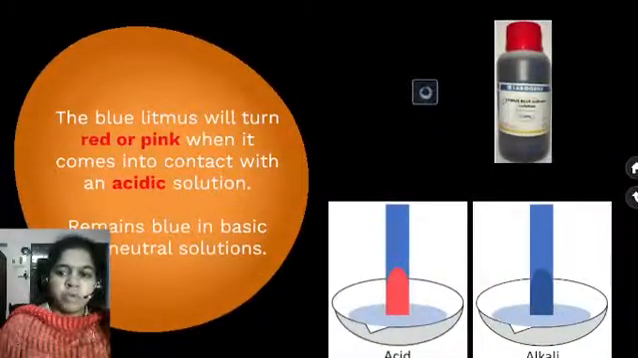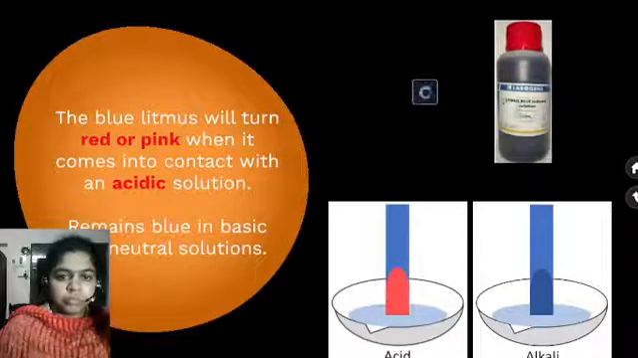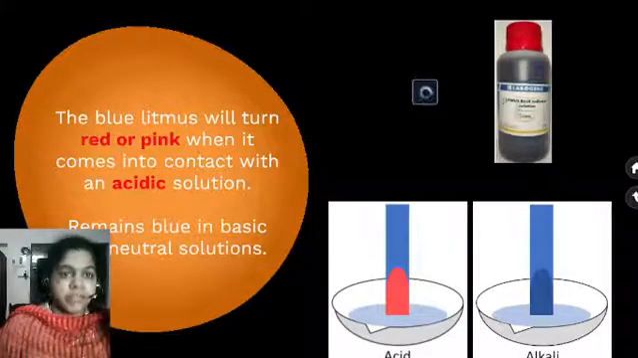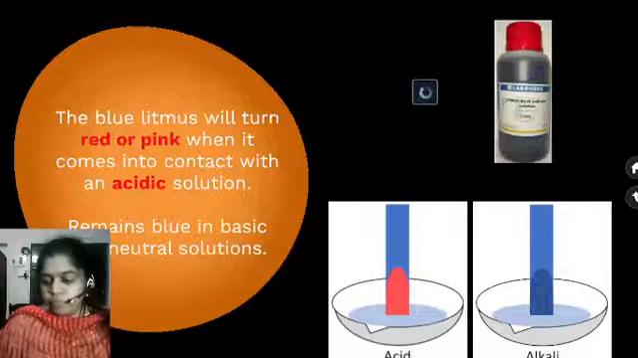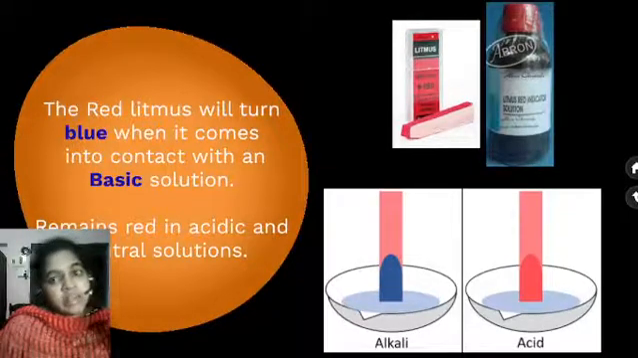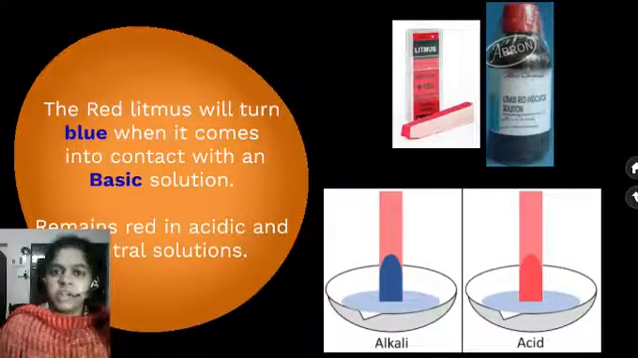So what is this blue litmus paper? Blue litmus paper, when it reacts with acids, turns red in color, whereas when it is placed in a neutral solution or basic solutions, it remains as such. There will be no color change. Coming to the red litmus paper. Red litmus paper reacts with the bases and turns blue in color, but it does not show any color change when it is added to an acid or a neutral solution.